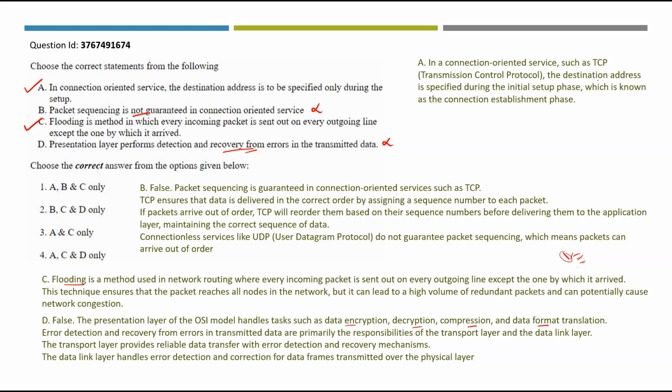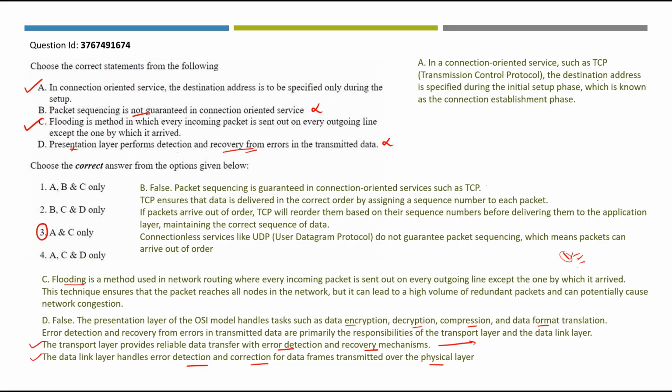The transport layer provides reliable data transfer with error detection and recovery mechanisms. What about data link layer? This handles error detection and correction for data frames transmitted over the physical layer. Here they are talking about detection and recovery, which is the transport layer part. Only A and C are right statements. So option number 3, A and C only will be the right answer.